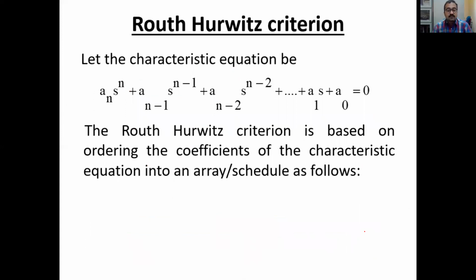Now let us see what the Routh-Hurwitz criterion is. Suppose we have the characteristic equation like this. What is the characteristic equation? The denominator of the closed loop transfer function G by 1 plus GH. So 1 plus GH is the characteristic polynomial and 1 plus GH equal to 0 is the characteristic equation.